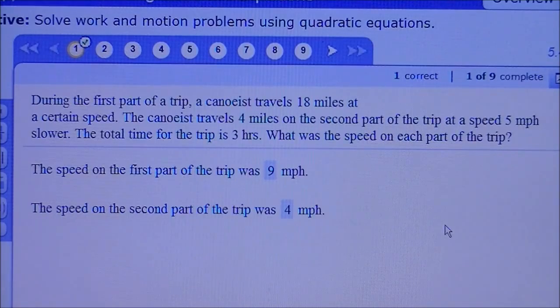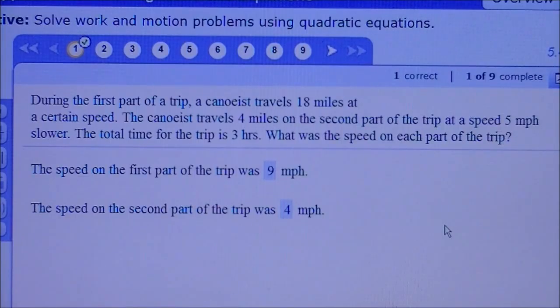During the first part of a trip, a canoeist travels 18 miles at a certain speed. The canoeist travels 4 miles on the second part of the trip at a speed of 5 miles per hour slower. The total time of the trip is 3 hours. What was the speed on each part of the trip?